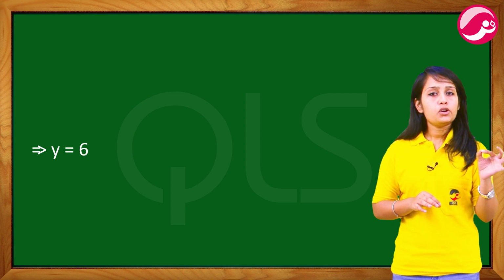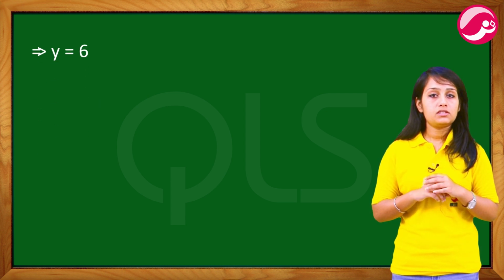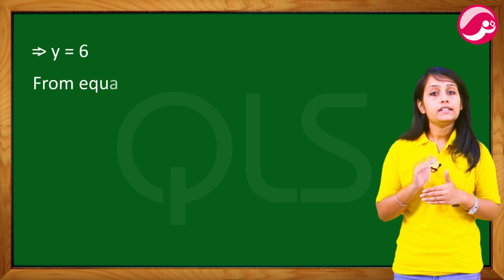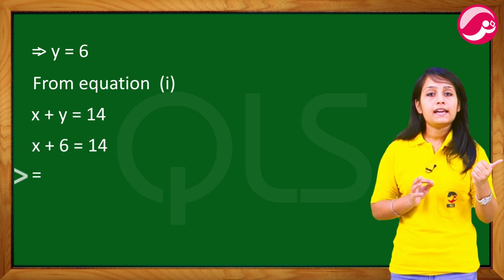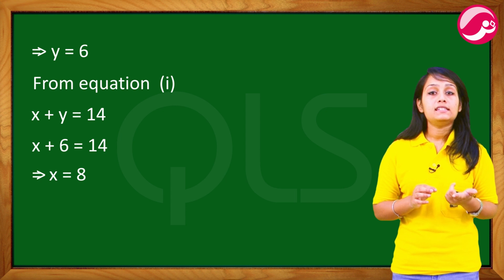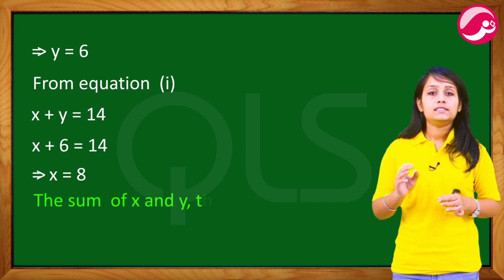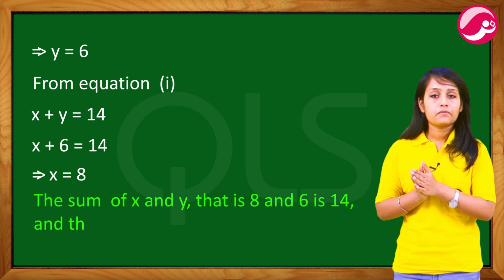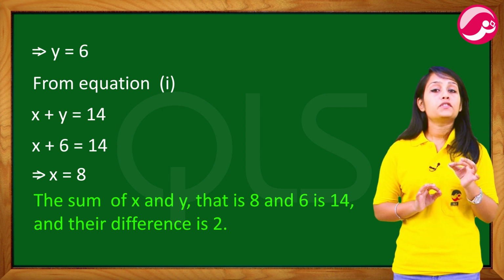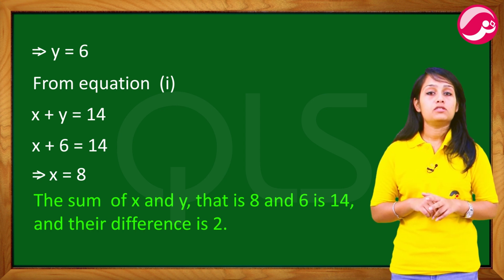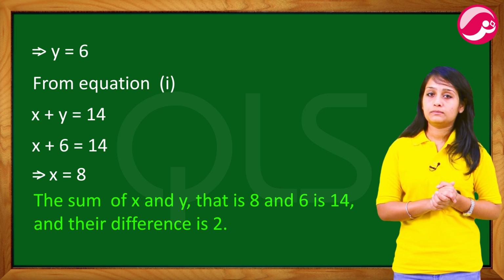Now put this value of y in any of the two equations 1 and 2. Let's put it in 1. We get x plus 6 equal to 14. That means x is equal to 8. Now you can see that the sum of x and y, that is 8 and 6, is 14 and their difference is 2. Hence, this set of values of x and y satisfies both equations. Hence, it is the required solution.